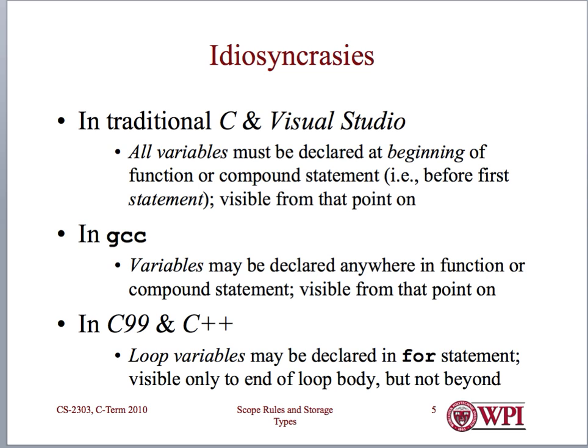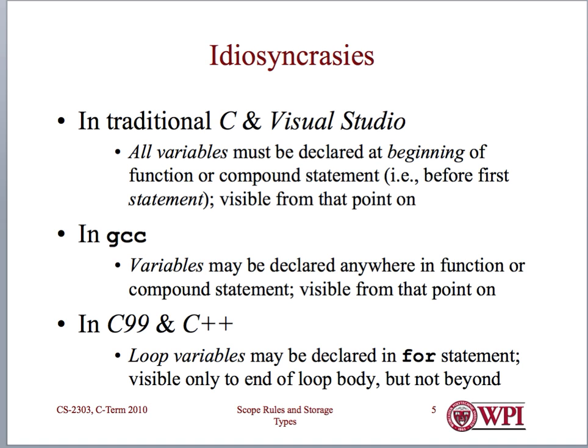Now, there are some variabilities in some of the different compilers and different systems. So in traditional C and Visual Studio, you have to declare all variables at the beginning of a function or compound statement. In other words, right after the curly bracket and before there's any executable code. Usually a good idea to always do it at the beginning of the block, whatever block you're declaring it in. Note this does not say they all have to be at the top of the program, like top of main. So we can declare it at any block, we just can't have any executable statements beforehand. And in general, I would say this is a good practice.